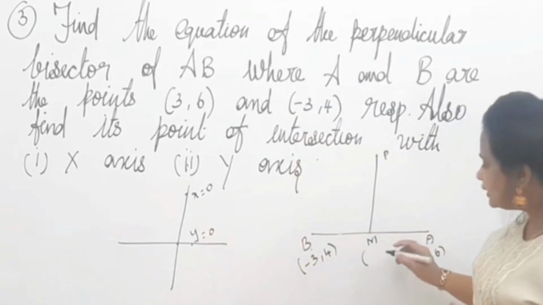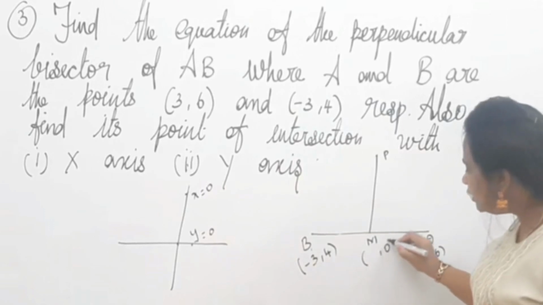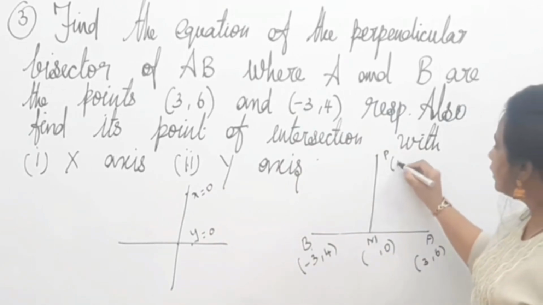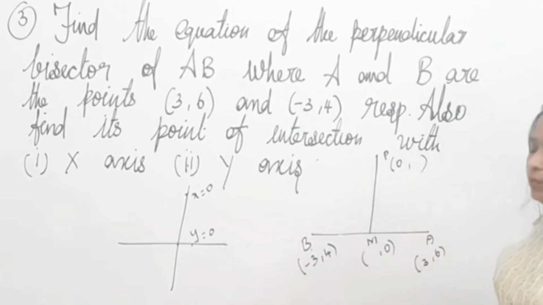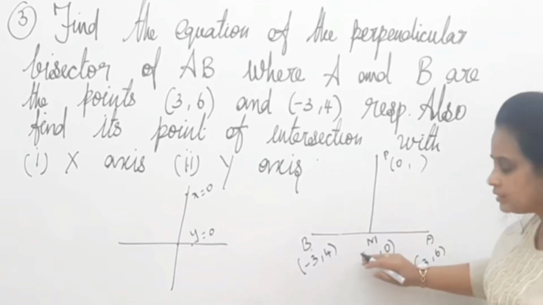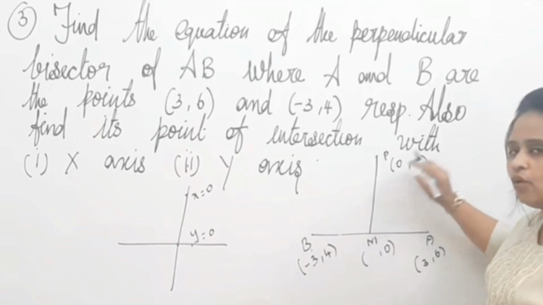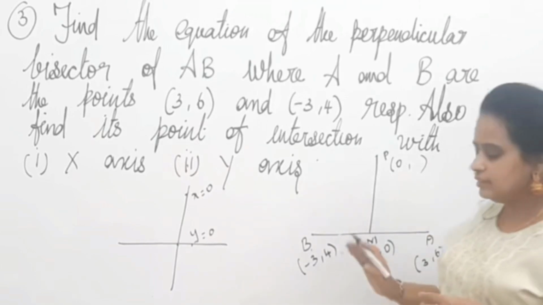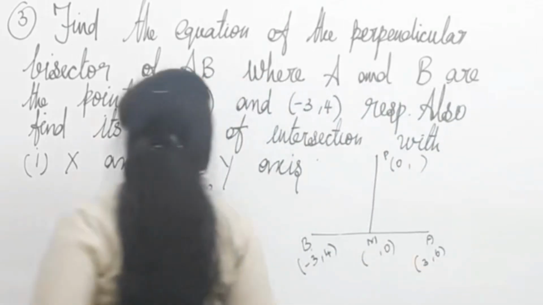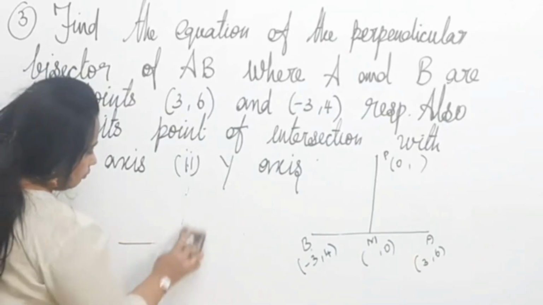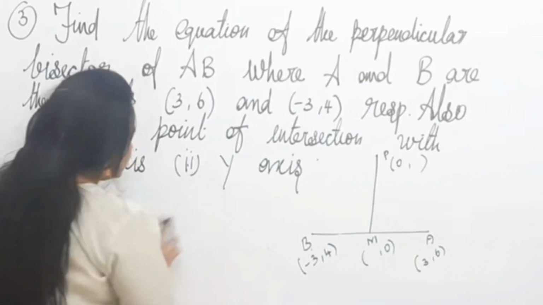And here it's already y is 0, and here it's already x is 0. So my point here is I should find only the x coordinate, and I should find only the y coordinate here. This is my way of finding the answer for this question.